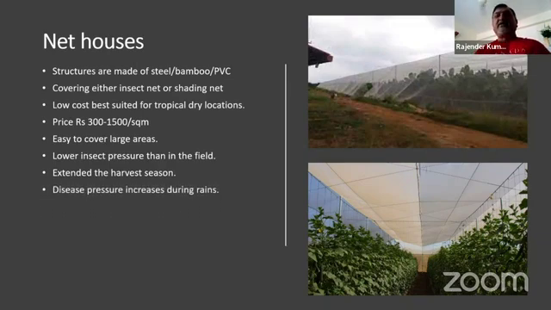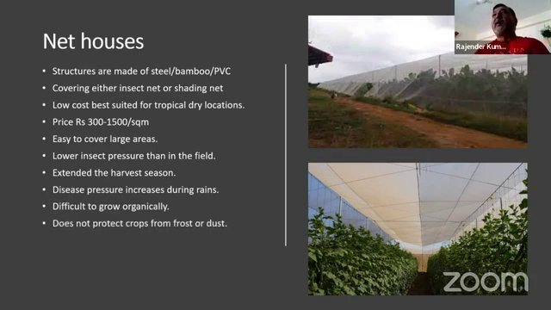But the issue with these net houses is that during the rainy season you have high humidity, which causes fungal issues inside the tunnels and net houses. So if you are planning to grow organically, you have to think about that, because there is a lot of disease pressure inside these structures.